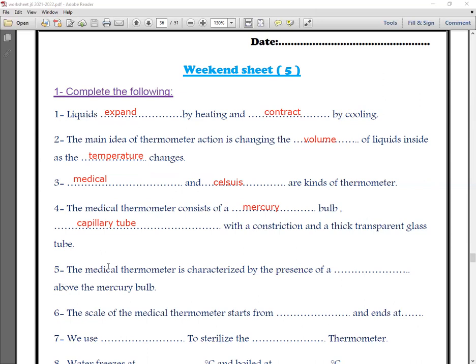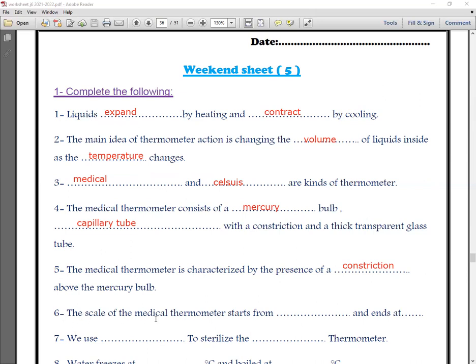Number 5, the medical thermometer is characterized by the presence of what? The medical thermometer is characterized by the constriction above the mercury bulb.